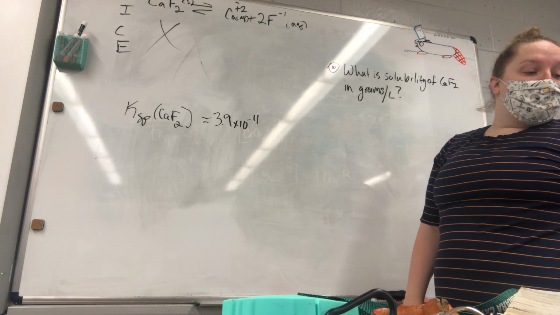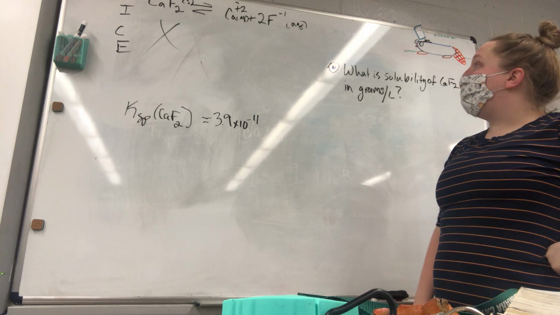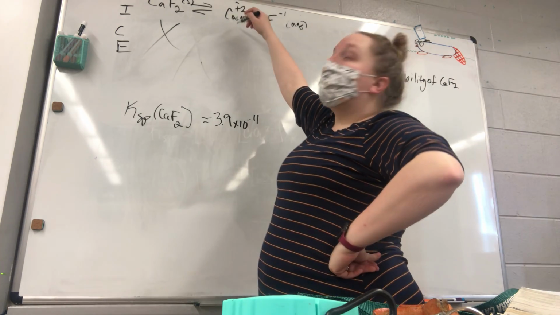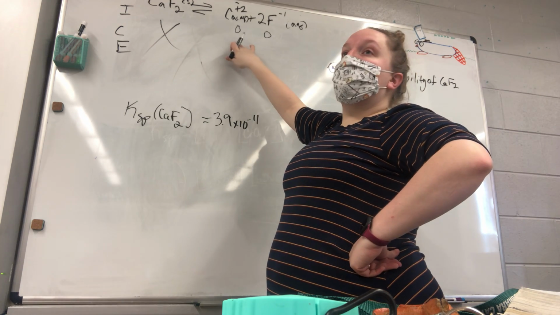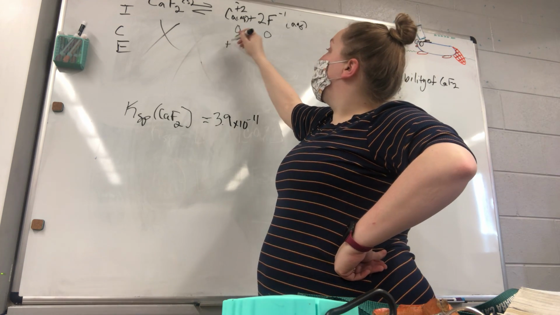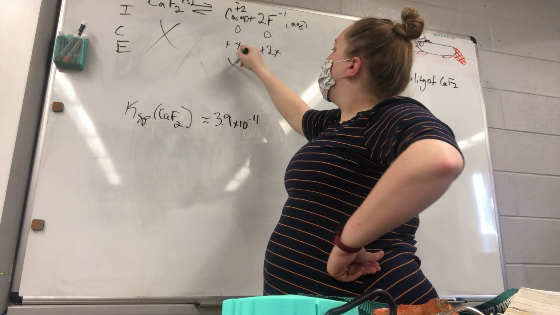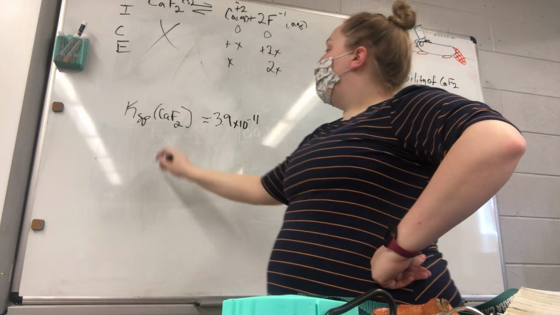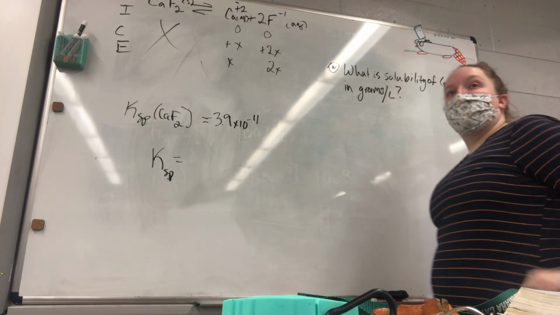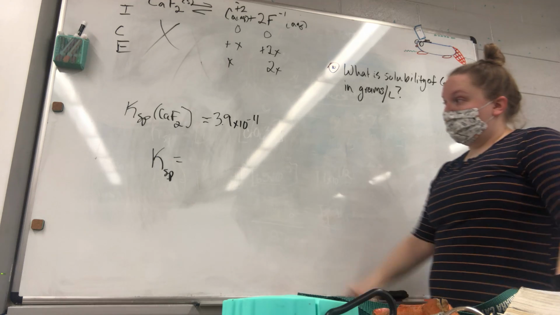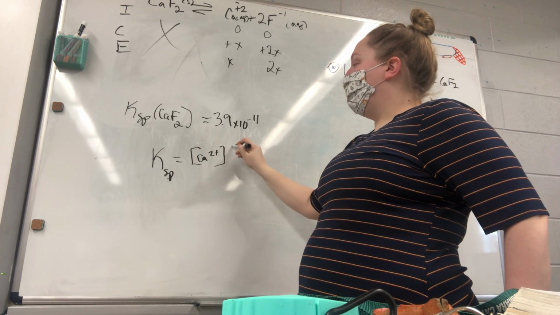Okay. We know the K. We know Ca and F. What do we start with? What's the change? Plus X here, plus 2X here. What's the expression going to look like? 2X squared. Well, let's start with just the general form.